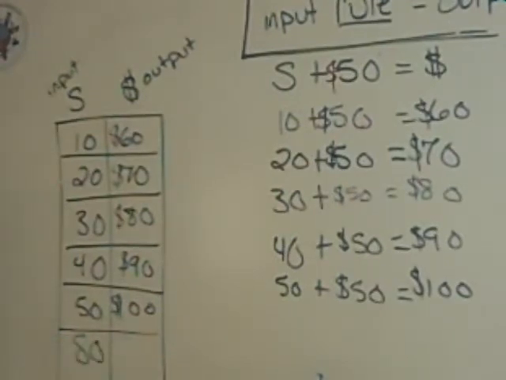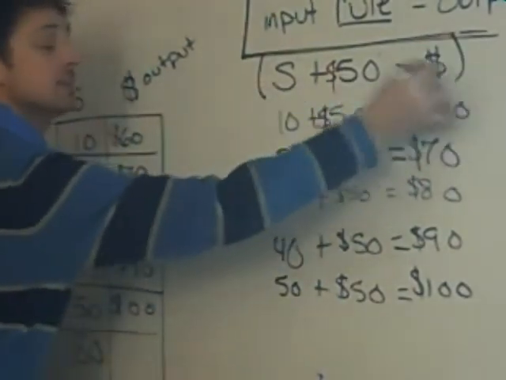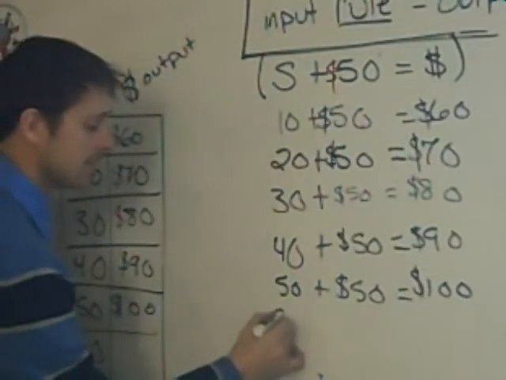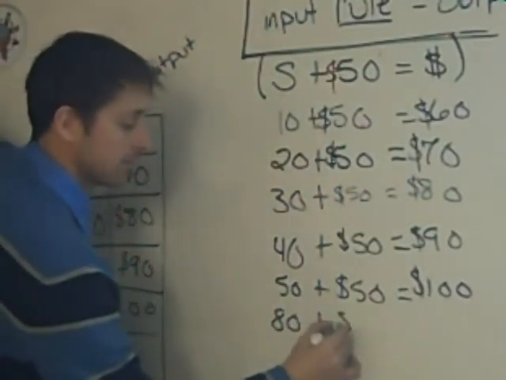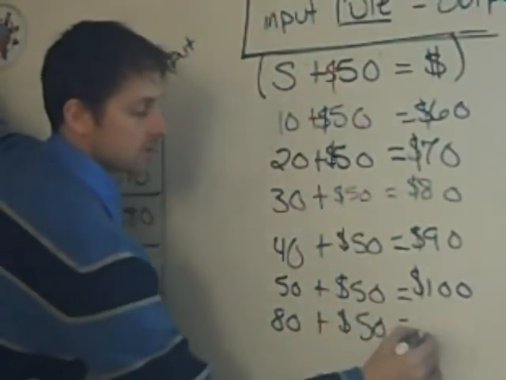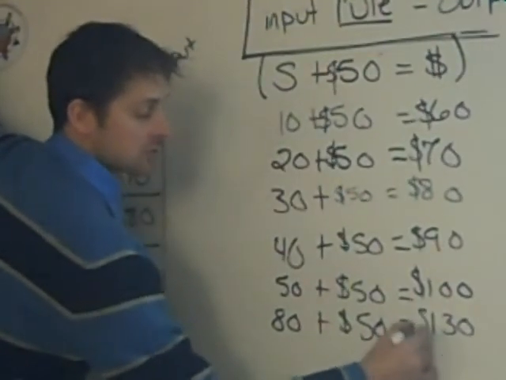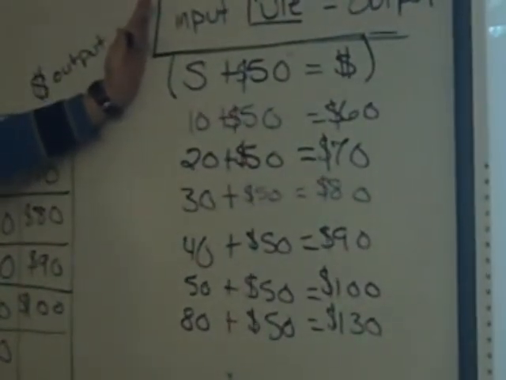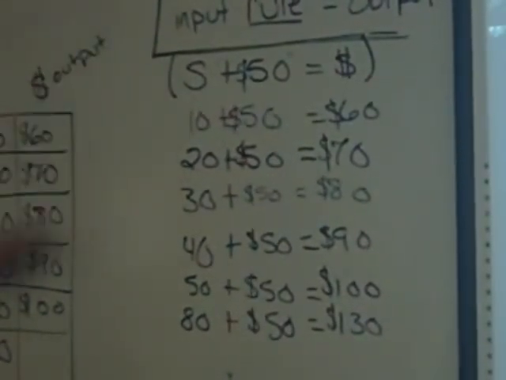Would that be the next number? Would that be 110? No, but I could still use my equation to find that answer, right? How would I set it up though? Patrick? 80 plus 50 equals $130. Do you see, Skylar, why you have to have an equation? Because you can't rely on always going straight down the output, okay? All right. Turn that off, Mr. Huber.